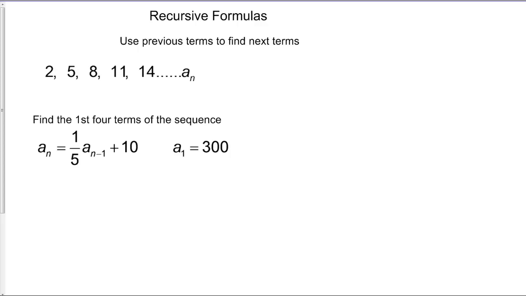Recursive formulas are much different than explicit formulas in that they use previous terms to generate the next term in the sequence. So you'll notice here's a sequence of 2, 5, 8. There's a pattern of adding 3 to my previous term to get the next term. And in essence, that's really all we need to do. We need to add 3 to the previous term.